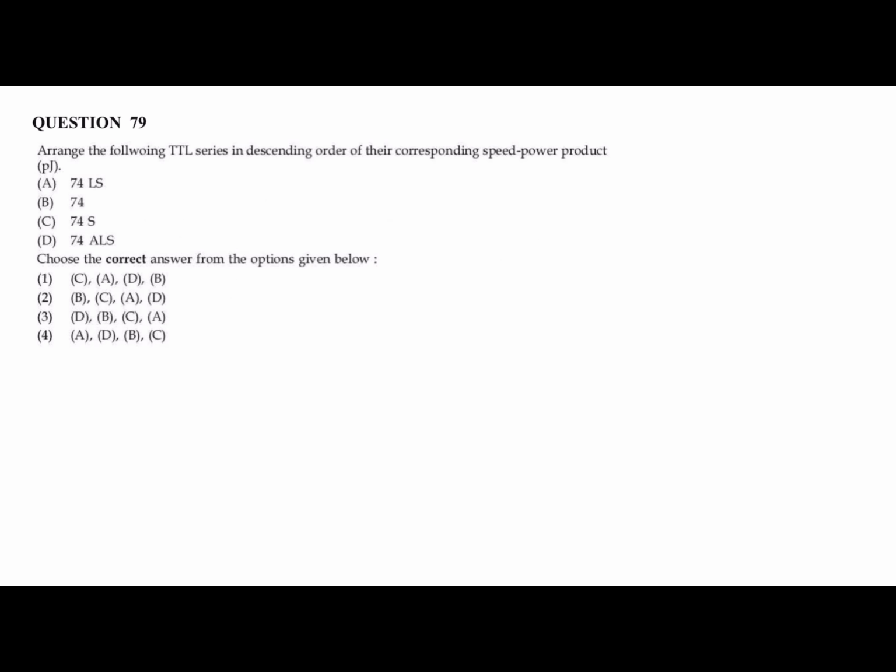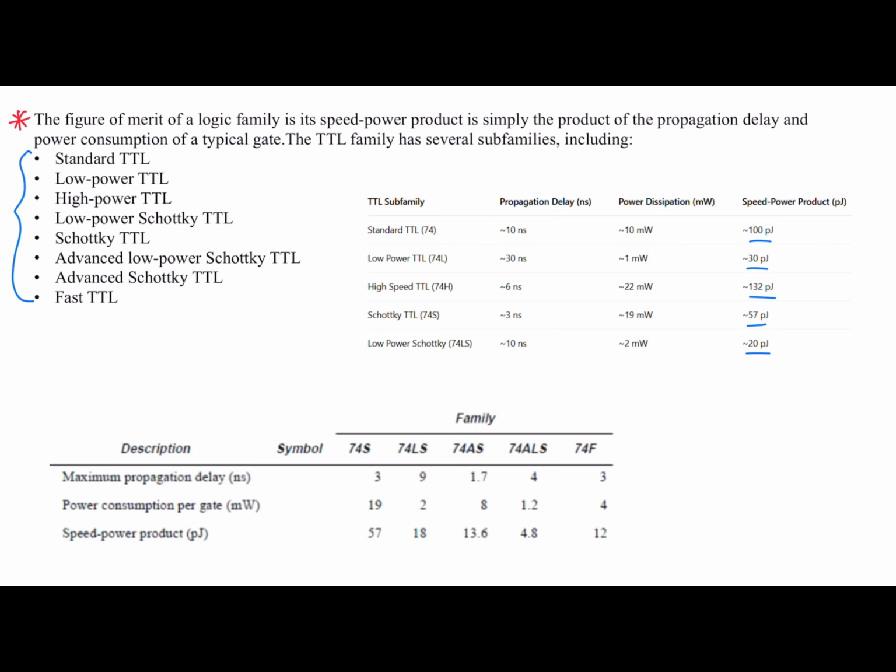Next question: arrange the following TTL series in ascending order of their corresponding speed power product. The unit for speed power product is picojoules. So let us see the different subfamilies in TTL. The TTL family has several subfamilies including standard TTL, low power TTL, high power TTL, low power Schottky TTL, Schottky TTL, advanced low power Schottky TTL, advanced Schottky TTL, and fast TTL. These are the different subfamilies that exist in the transistor logic family.